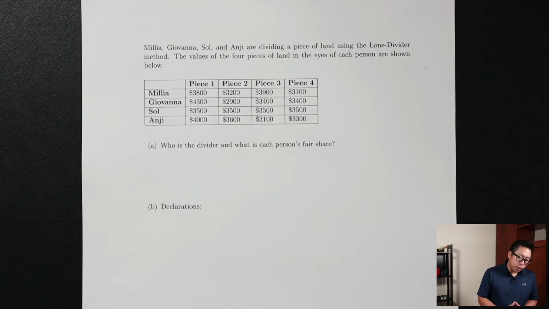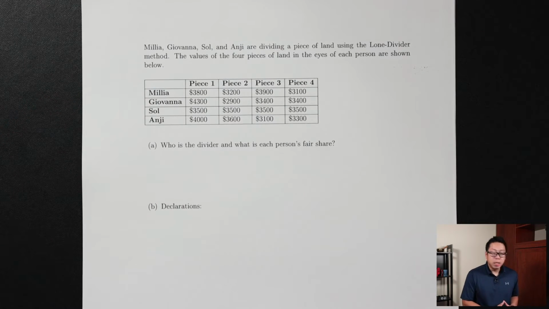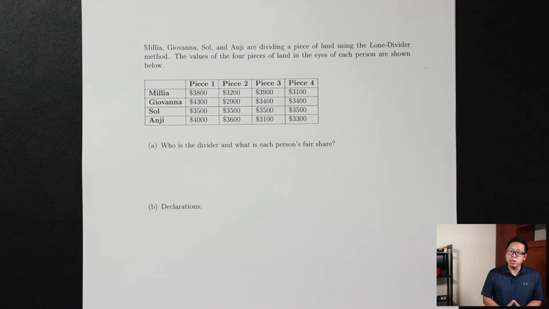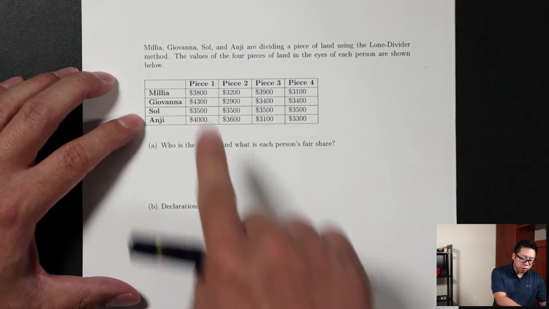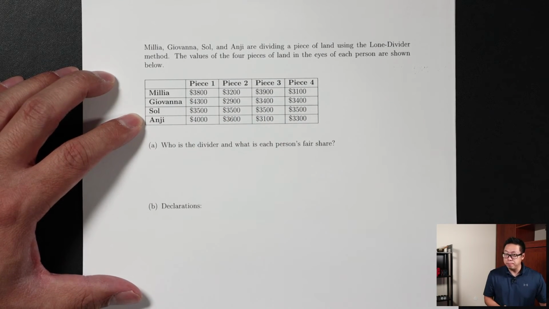Milia, Giovanna, Sol, and Anji are dividing a piece of land using the lone divider method. The values of the 4 pieces of land in the eyes of each person are shown below. So here's the table. Part A, who is the divider and what is each person's fair share? In the lone divider method, the divider's job is to divide whatever they're sharing into pieces that are of equal value in their eyes. So to figure out who the divider is, look at the table and look for the person that valued each of the pieces exactly the same.